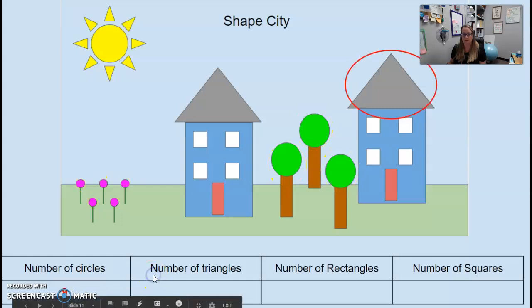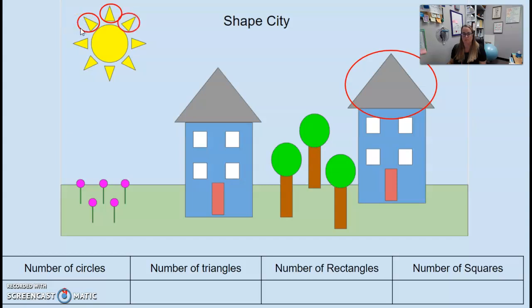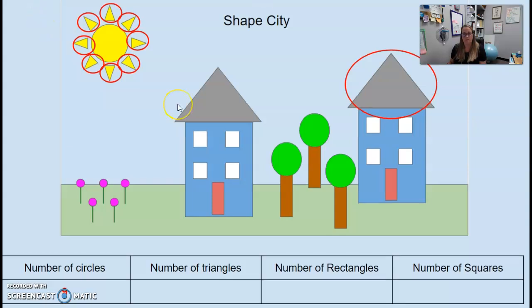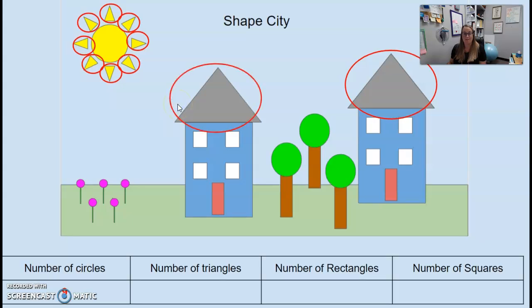Now, let's look at our triangles. So I have one triangle here, and I have one triangle here, and another triangle here, and another triangle here, and another one here, and another one here, and another one here, and another one here. Did I get all of my triangles? I forgot one. Uh-oh. And my other triangle right there.